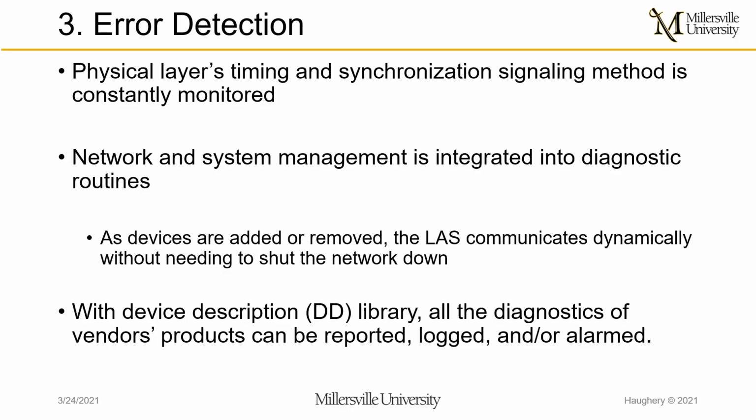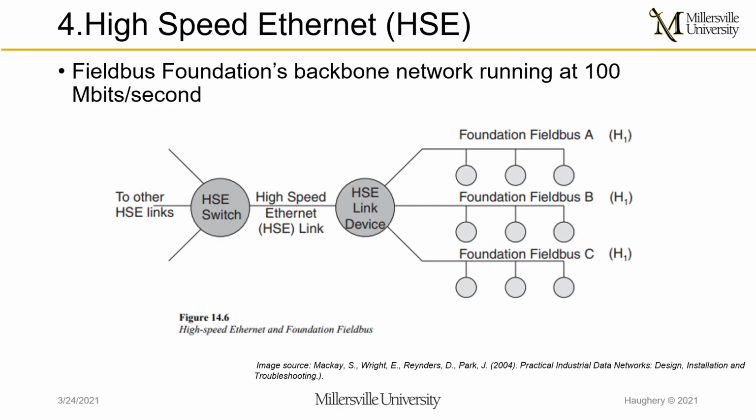So, the physical layer's timing and synchronization signaling method is constantly monitored, which is used in error detection. The network and system management is integrated into diagnostic routines. As devices are added or removed, the link active scheduler communicates dynamically without needing to shut the network down. With device description, otherwise known as the DD library, all the diagnostics of vendors' products can be reported, logged, or alarmed. Fieldbus can be connected to Ethernet using speeds up to 100 megabits per second.